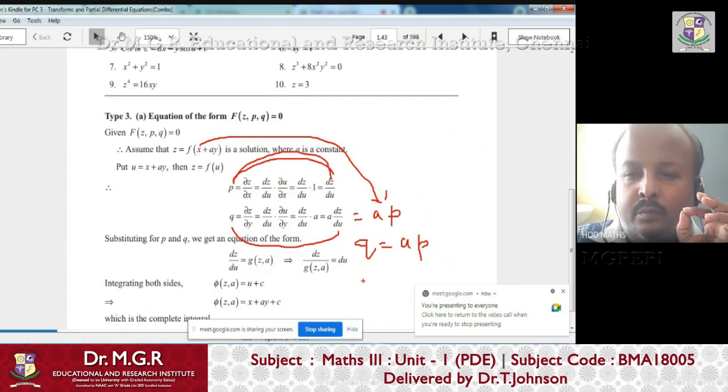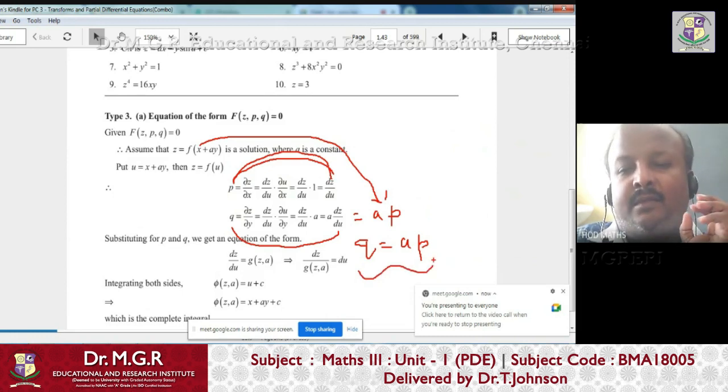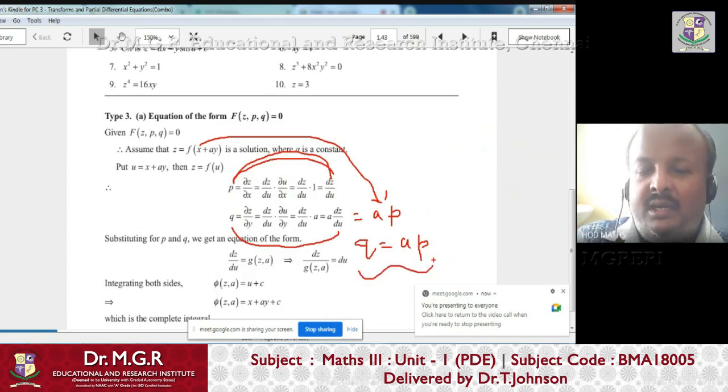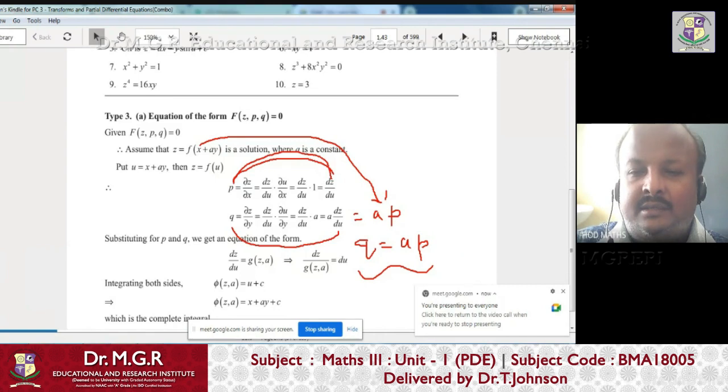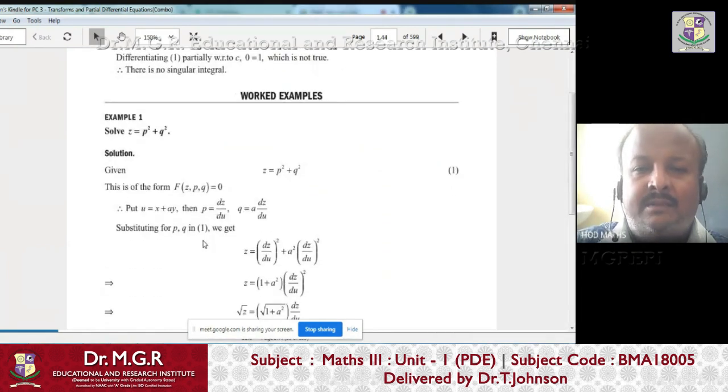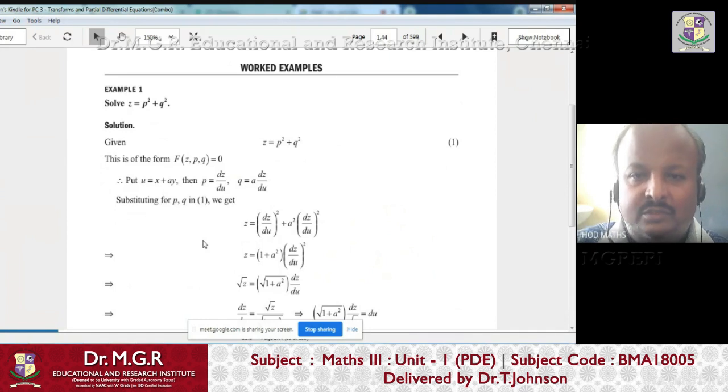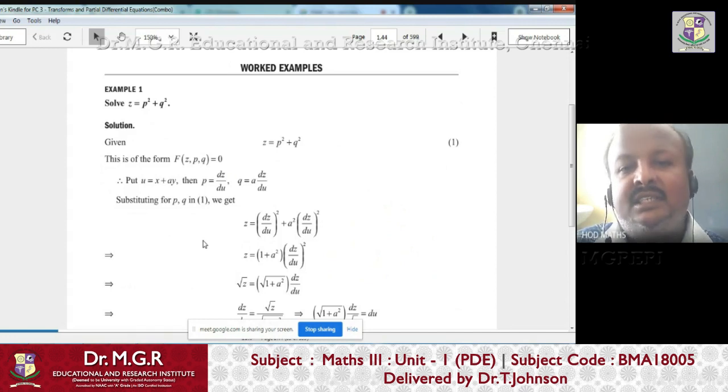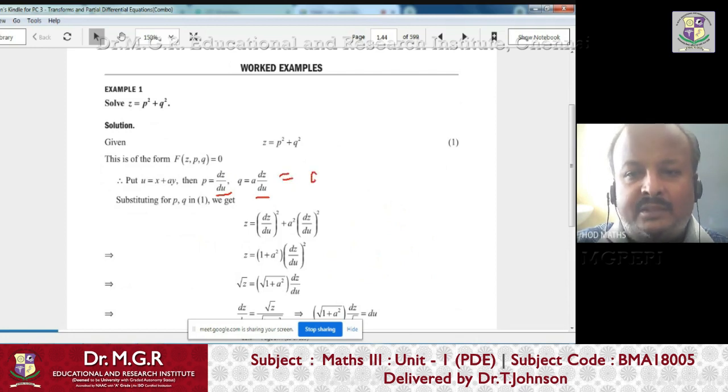Now what you have to do is put this relation in the original equation. Now we will see that with an example. Then only you can easily understand. So I just go to an example. You can see this example, z equals p square plus q square. Since it contains only z, p and q, it is of the form type 3. Since it is of type 3, we can apply that condition and get a relation like this. That is, p is dz by du, q is a times dz by du, otherwise q is a times p. q is a times p, right?